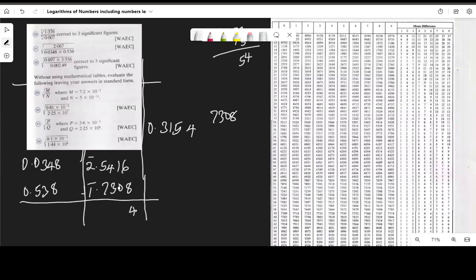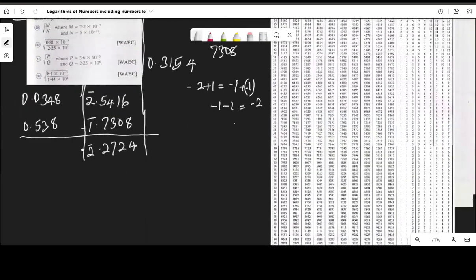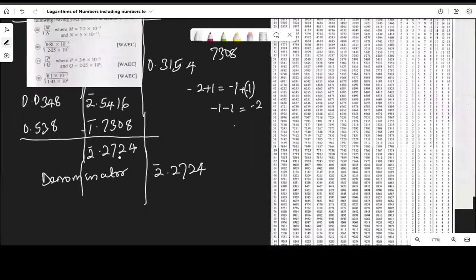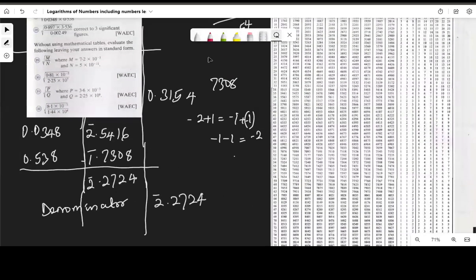Now, the numbers are multiplying each other, so we need to add their logarithms. 6 plus 8 is 14, right? Write 4, carry 1. 1 plus this is 2. Then 7, 12, carry 1. Bar 2 plus 1 is bar 1. Then bar 1 plus this bar 1 is minus 1 minus 1, which is minus 2. I have bar 2 here, meaning the denominator is bar 2.2724.